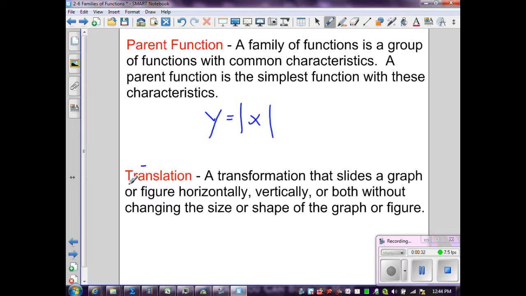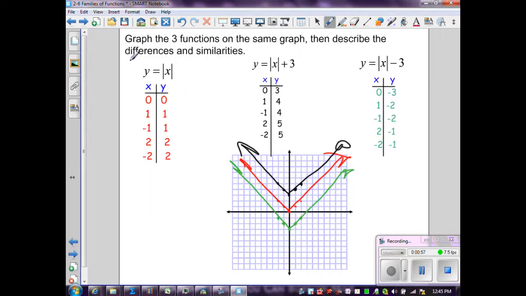What we want to do is perform a translation to that parent function. A transformation or translation slides a graph or figure horizontally, which would be left or right, vertically, which would be up or down, or both, without changing the size or shape of the graph or figure. Let's take a look at the next slide.